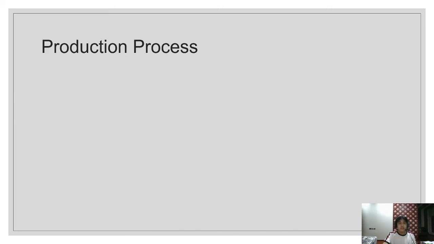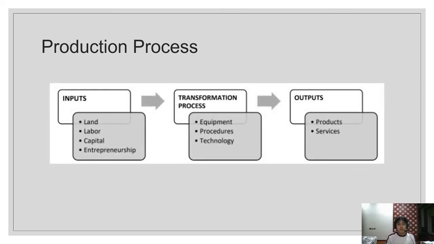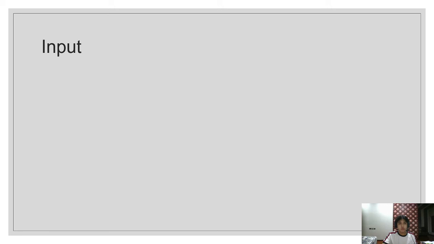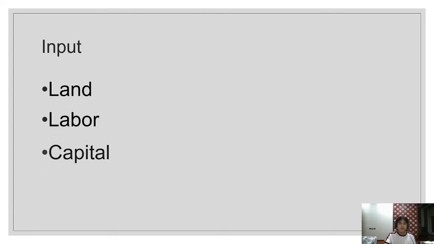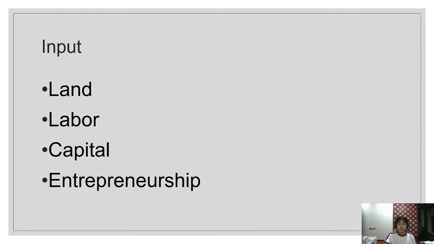So, our next topic talks about the production process. As you can see in this diagram, we have three steps in achieving the production process, which are the inputs, transformation process, and its output. Let me give you a deeper understanding about these steps, starting with the input. In input, we have four factors, which are the land, labor, capital, and entrepreneurship or entrepreneur.